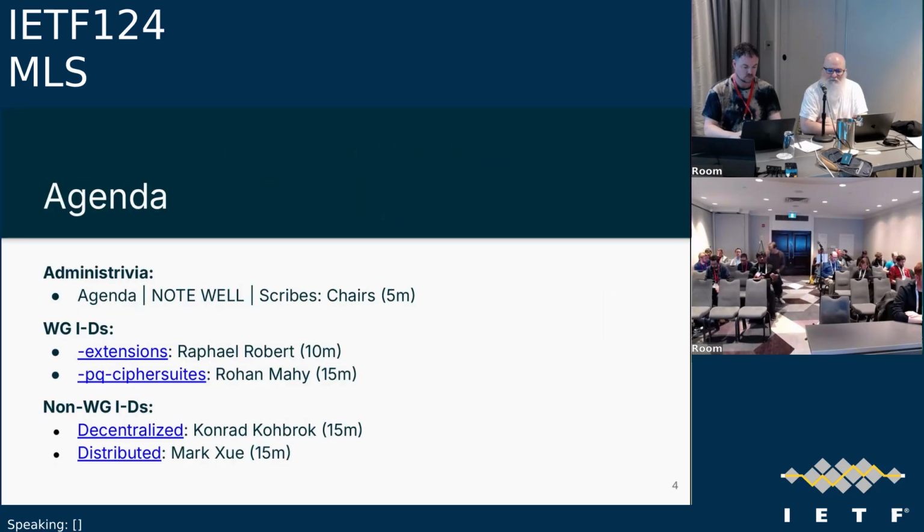Then we have our agenda, which mostly is talking about, probably pretty quickly, the 2 working group IDs that we have that are actively being worked on. We do have another draft for Federation, which is languishing and kind of old. And then we have a bunch of non-working group IDs that we're going to talk about. We grouped the decentralized and distributed one together because of a request.